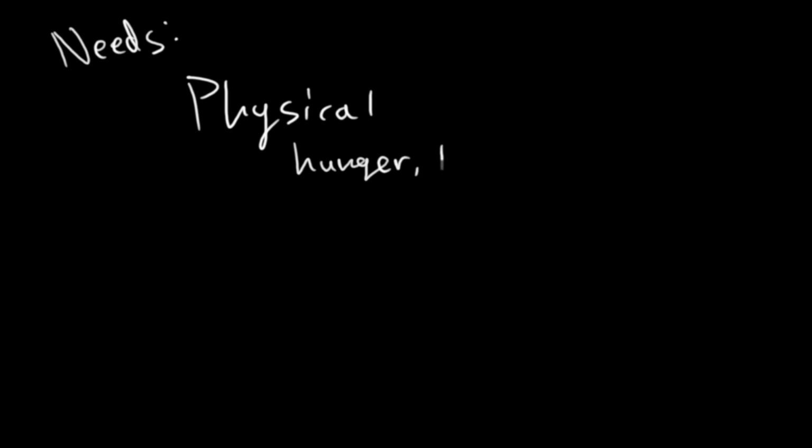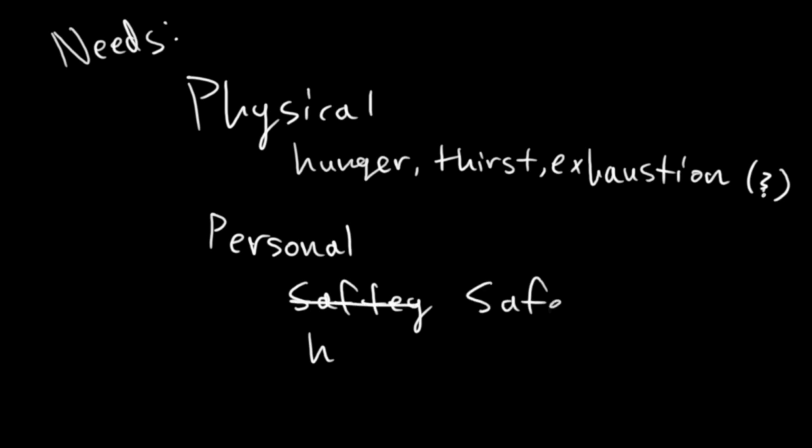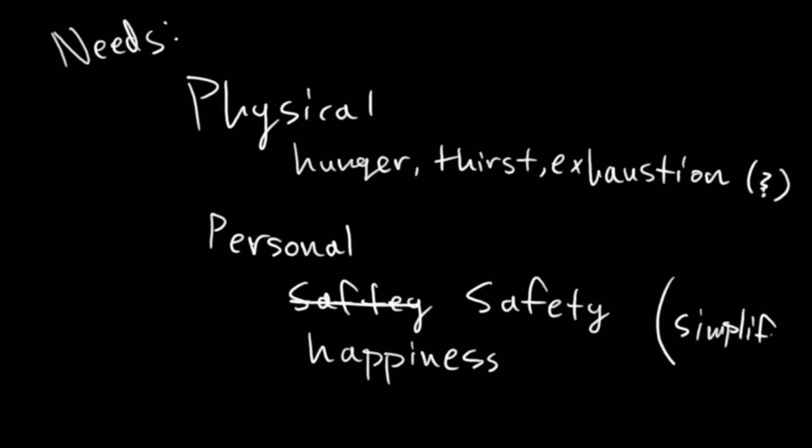Needs are also broken up into two simple categories, physical and personal, and each need is on a 0 to 100 scale. Physical needs encompass hunger, thirst, and exhaustion. Personal needs encompass safety and happiness. Physical needs decrease at a varied rate, and safety and happiness decrease very slowly over time, but also decrease as a result of events that happen to the AI in the game.